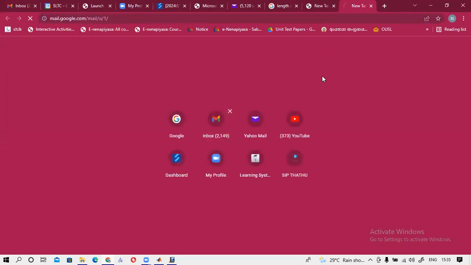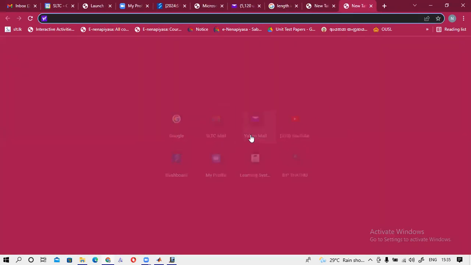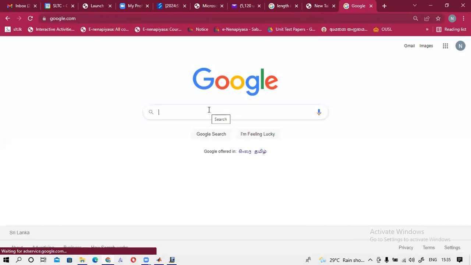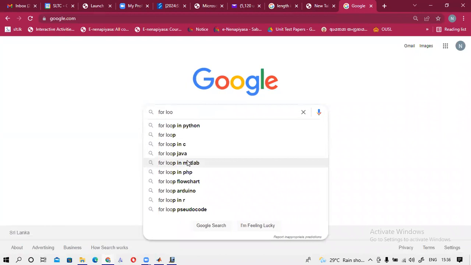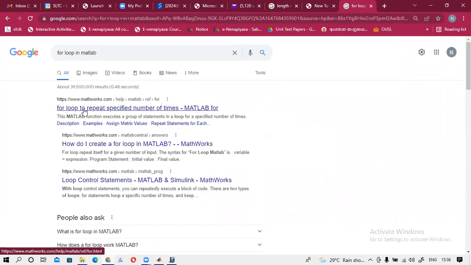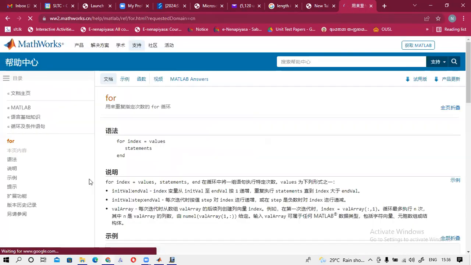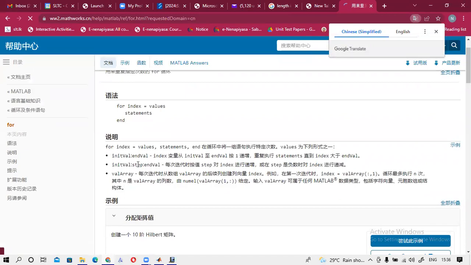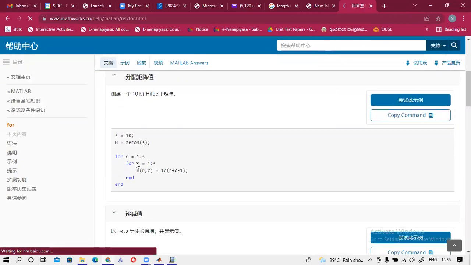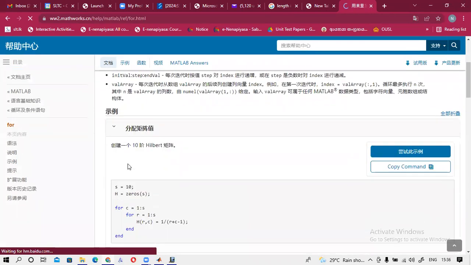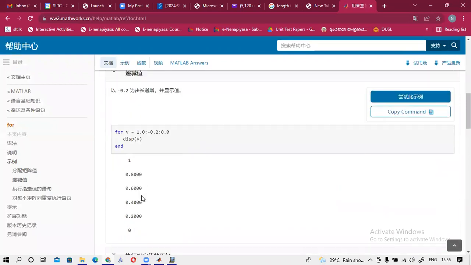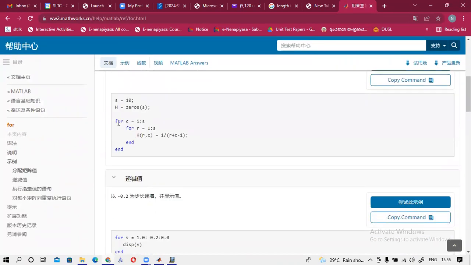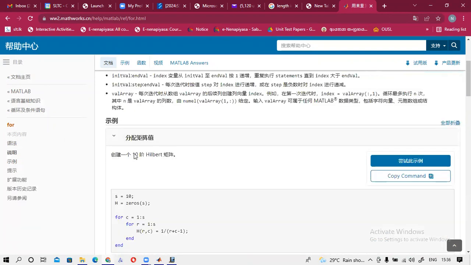In the same way you can type for loop in Matlab, and you will get the way to use the for loop. And if you want to use a conditional statement, inside this for loop you can put some conditional statement.